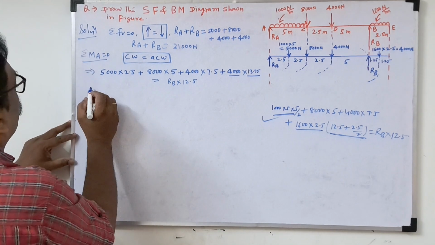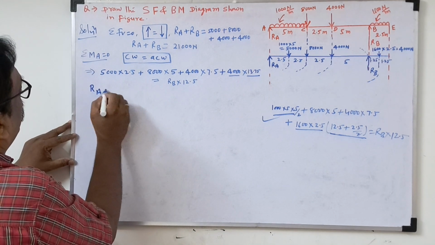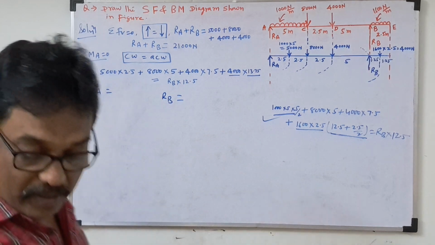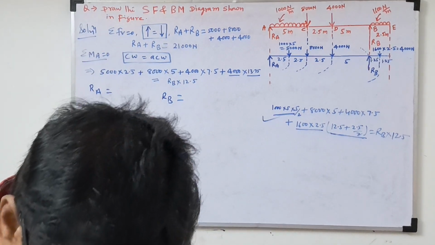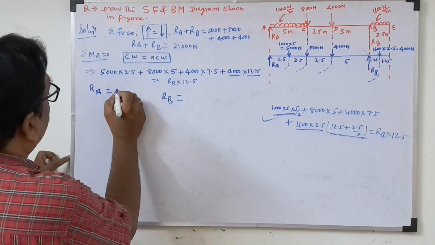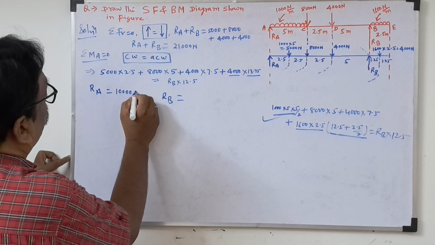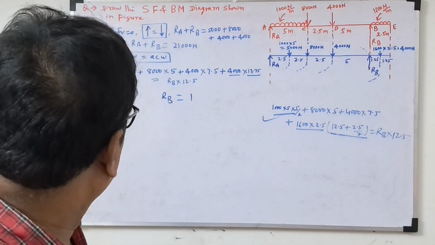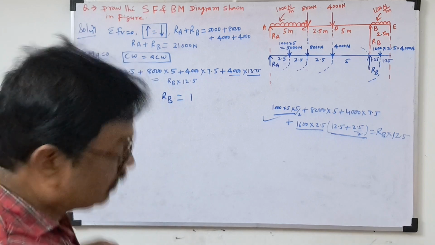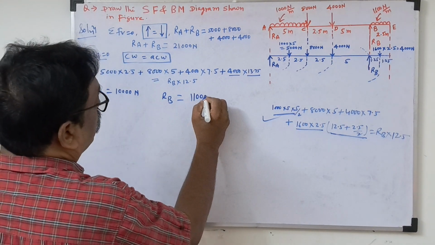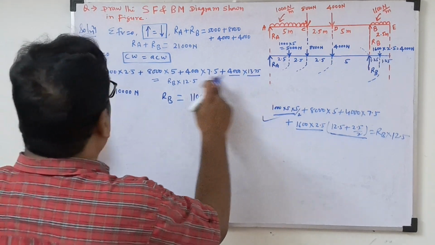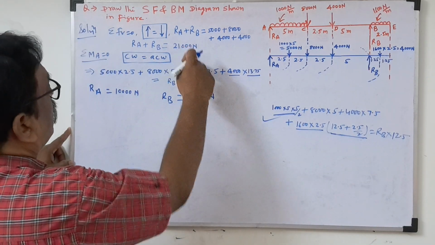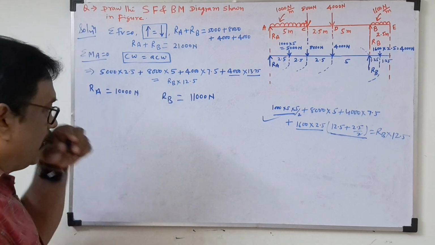Okay. So now RA equal to and RB equal to, we have the calculations, we will write directly. RA is coming 10,000 Newton. RB is coming 1100 Newton. If you calculate, first you calculate RB, then you substitute RB here, so you will get RA. So RA and RB I know.